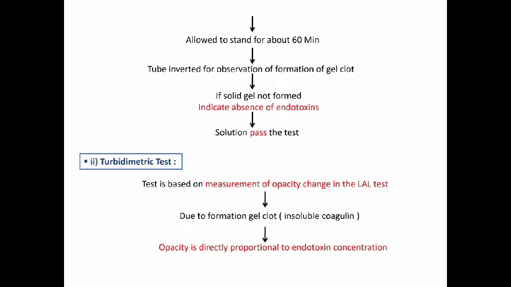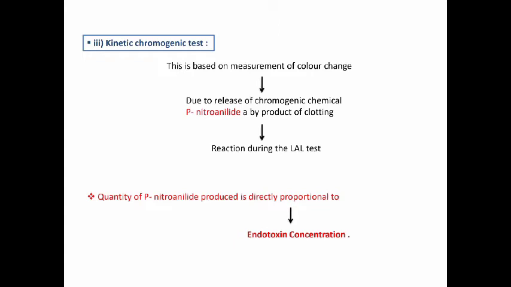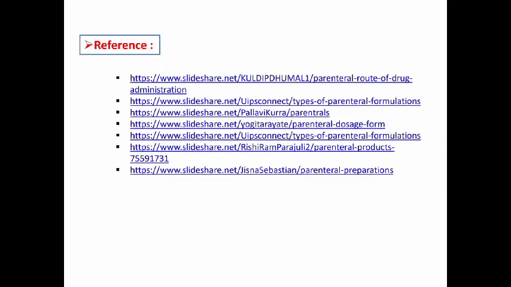Second, turbidimetric test. The test is based on the measurement of opacity change in the LAL test due to the formation of gel clot; the opacity is directly proportional to the endotoxin concentration. Third, kinetic chromogenic test. This is based on the measurement of color change due to the release of a chromogenic chemical, that is p-nitroanilide, which is a byproduct of the clotting reaction during the LAL test. The quantity of p-nitroanilide produced is directly proportional to the endotoxin concentration.